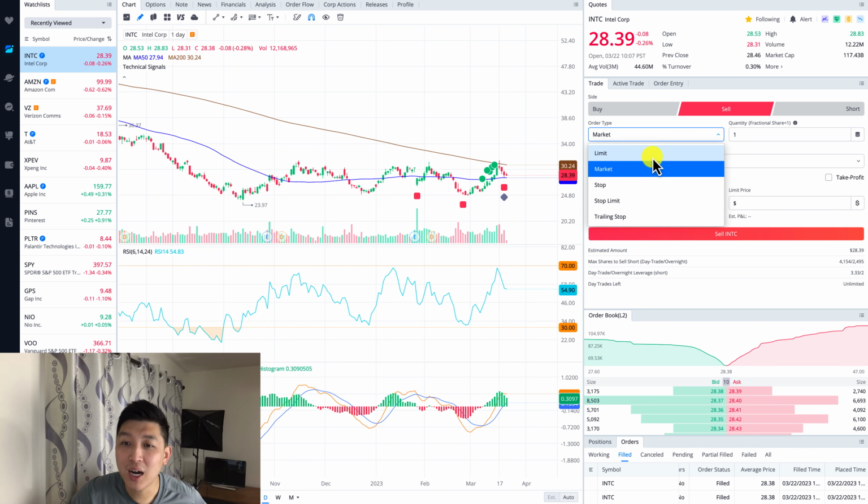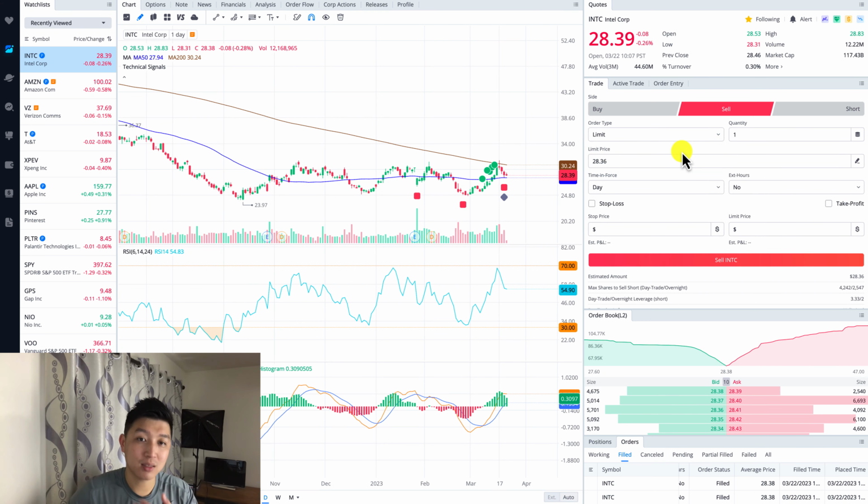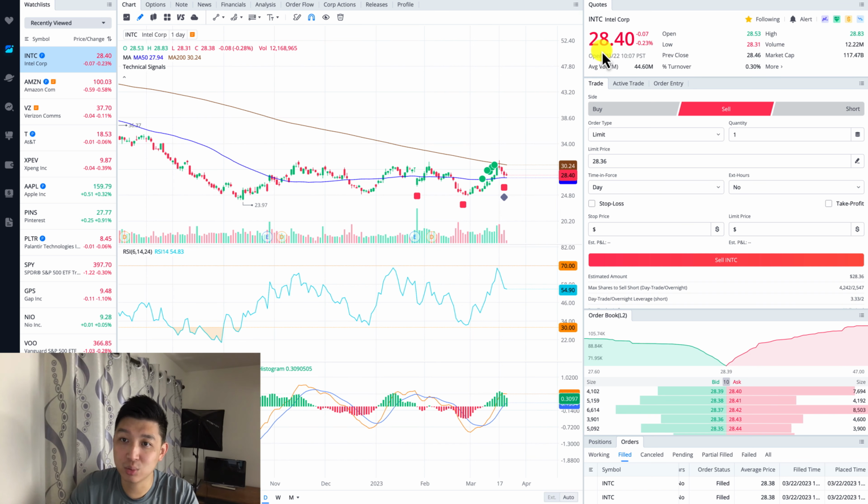So right now, I'm going to go to limit. The next order type is limit. Limit is a little bit slower in terms of execution, because you're not paying at the market price. You're paying at whatever you want to pay. Right now, Intel is trading at 28.30, 28.40, right?